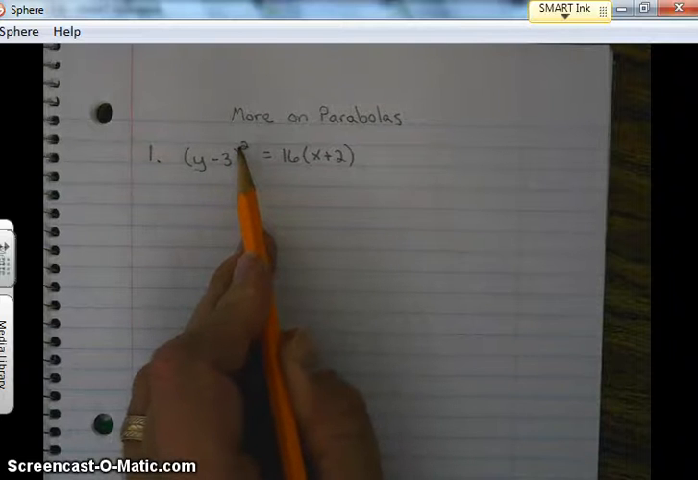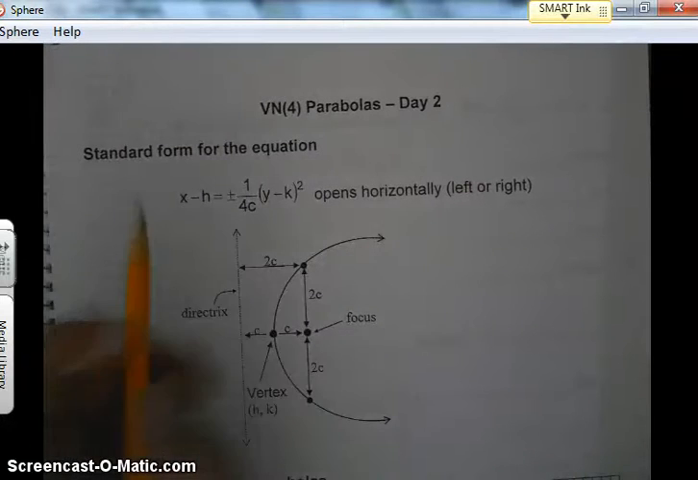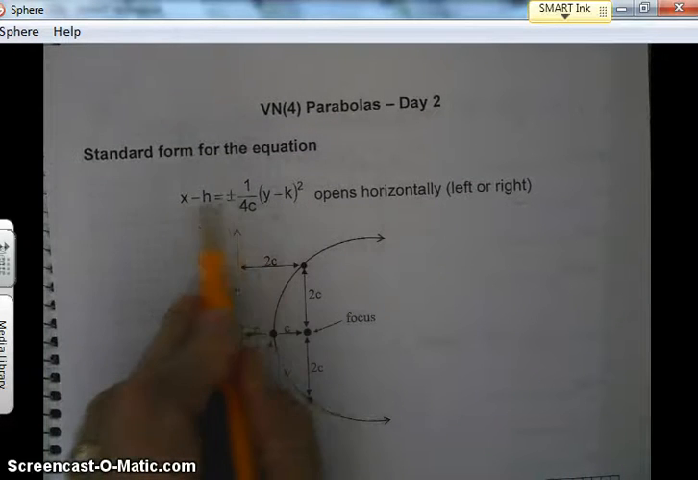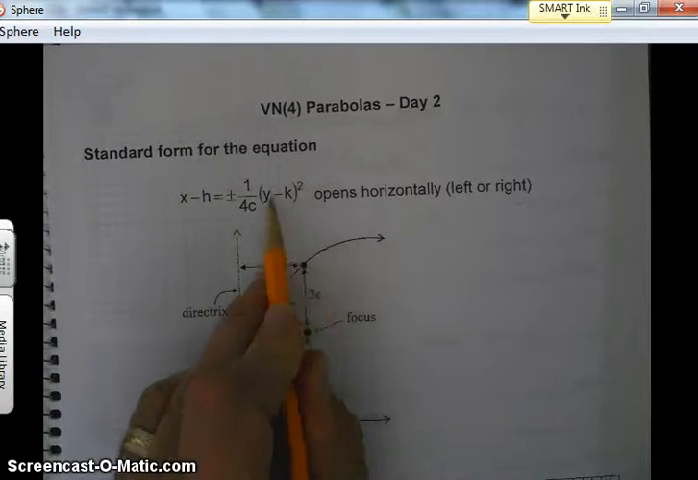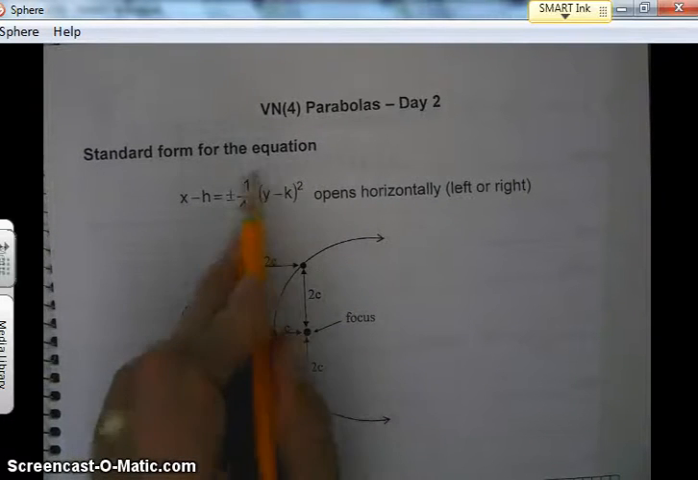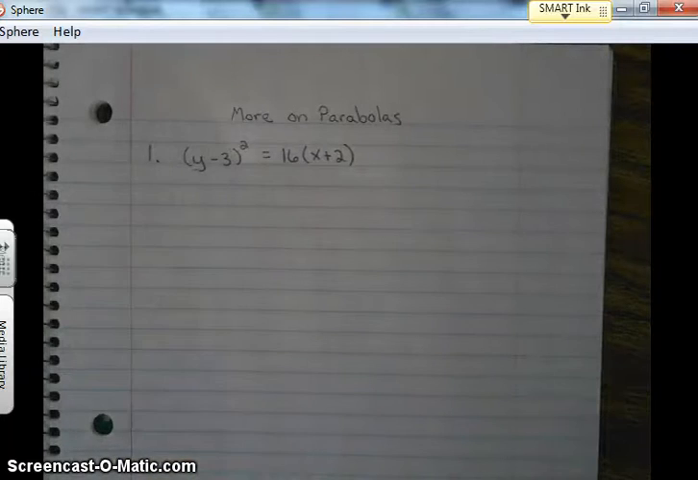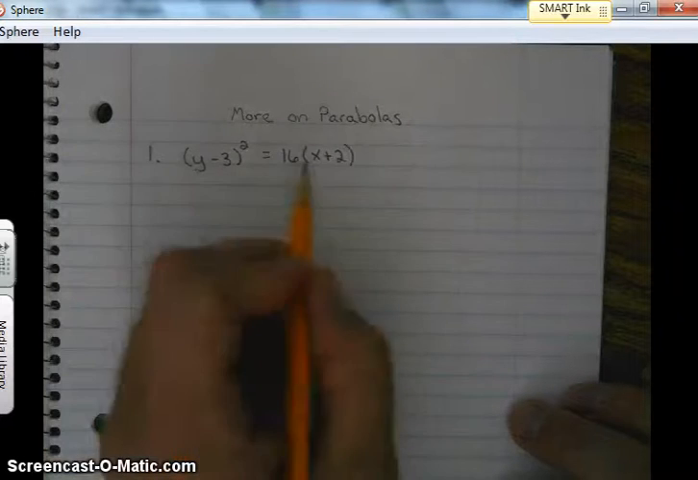Okay, so let's take a look at the equation, the form that we want it to go into. We want it to look like this. So notice the square, the y, needs to be on the right side, the x needs to be on the left, and then the a value needs to be in front of the y. So we got to do a little manipulating here. So the first thing I'm going to do is switch sides.